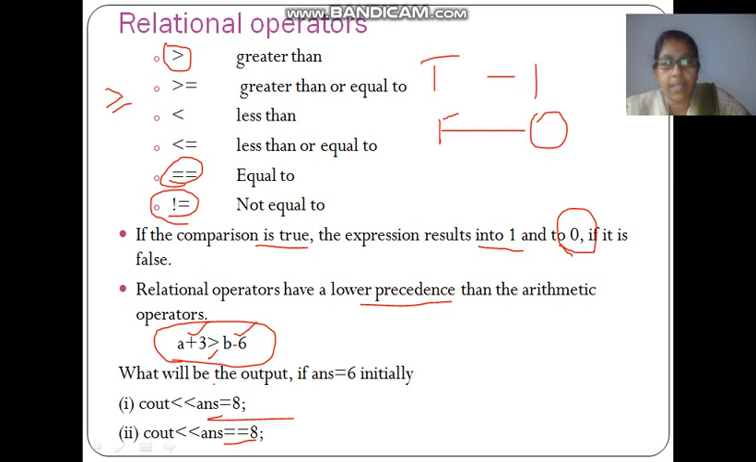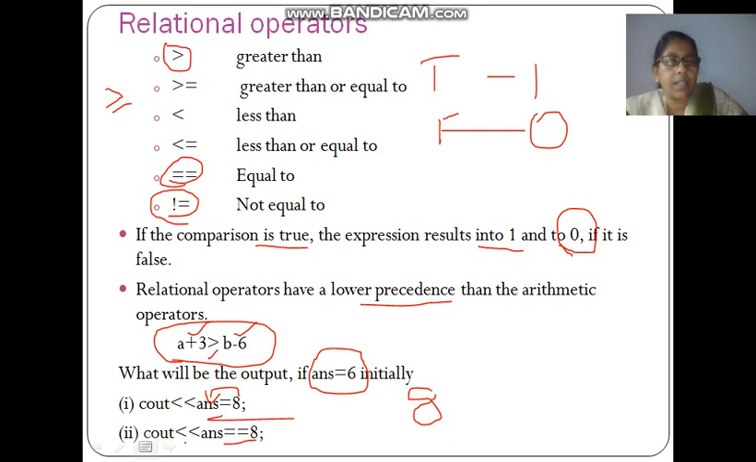So in this example, suppose the ans variable has the value 6. Then what is the output of this one? See, cout ans = 8. This is an assignment operator, so it assigns 8 to ans. So the ans will become 8 in the case of the first one.